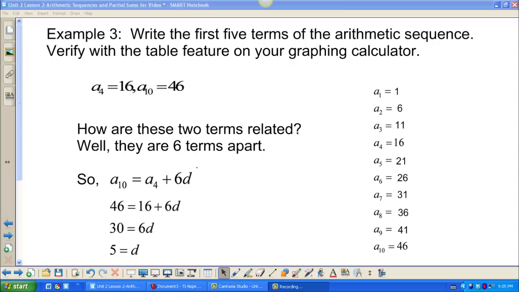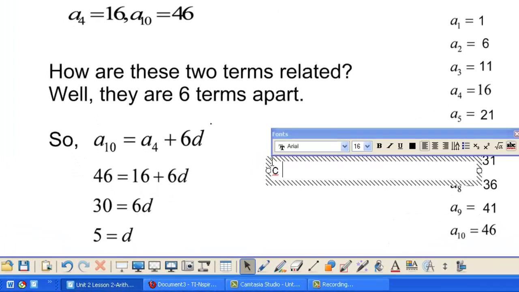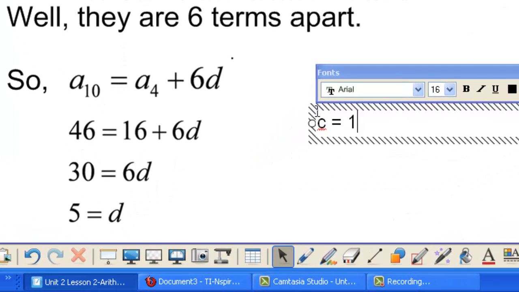Now, if we want to verify this on our graphing calculator, we're going to have to be able to come up with an equation formula for this. So if I have a common difference of 5, C is going to equal my first term, which is 1, subtract my common difference of 5, so that yields -4.